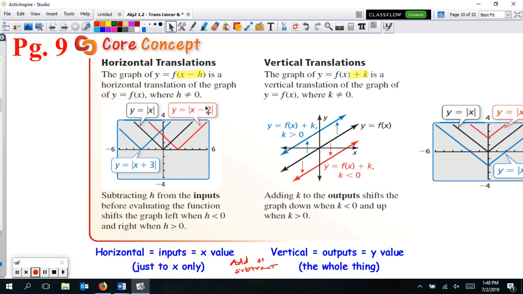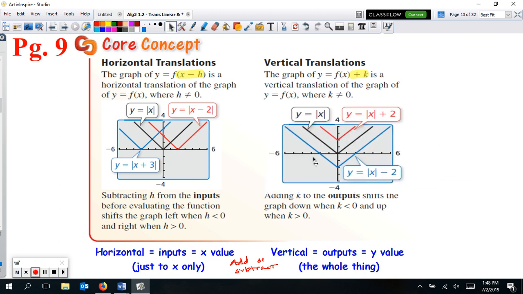Essentially, that number is what would make this 0. What would you need to plug in for x that would make that a 0? It would be a positive 2. And that's why it's positive 2 over here. This one you can see moved left 3 units, but it says x plus 3. So we added or subtracted a number inside just to the x only when we're doing a horizontal translation, moving it left or right.